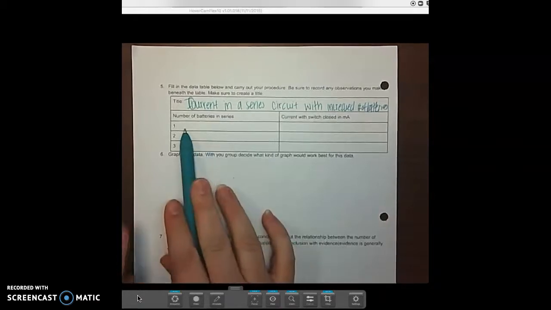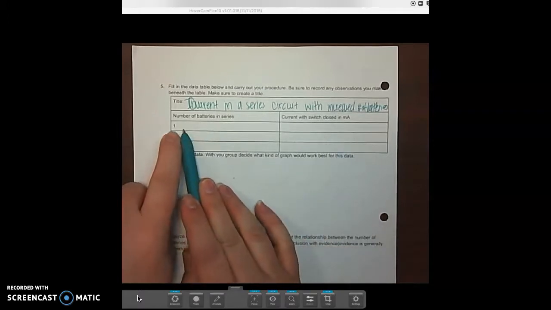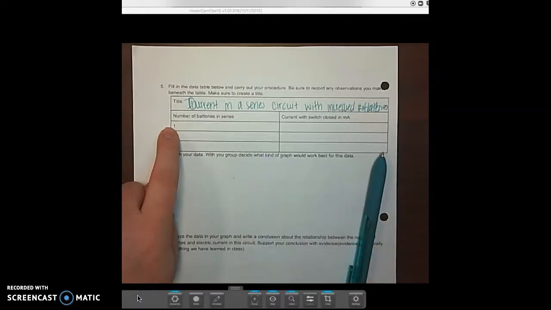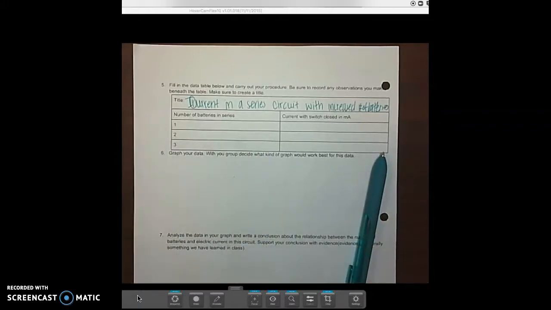All right, so we are going to create the circuit, and the first time we're only going to use one battery in a series. So I'm going to pause the video and set the circuit up, and then I'm going to start the video again once the circuit's complete. You need to take this time to create your circuit.